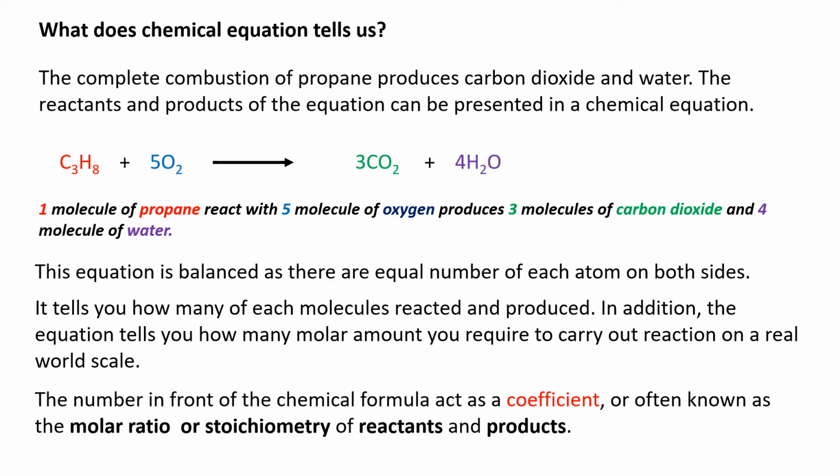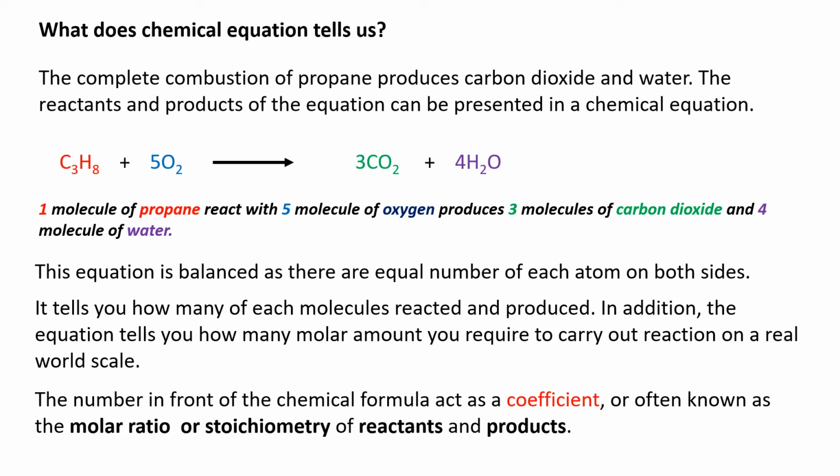So what does a chemical equation tell us? Now we have an example of the complete combustion of propane that produces carbon dioxide and water. This is a very classic chemical equation to describe the combustion reaction. You have one molecule of propane that reacts with 5 molecules of oxygen, which produces 3 molecules of carbon dioxide and 4 molecules of water.